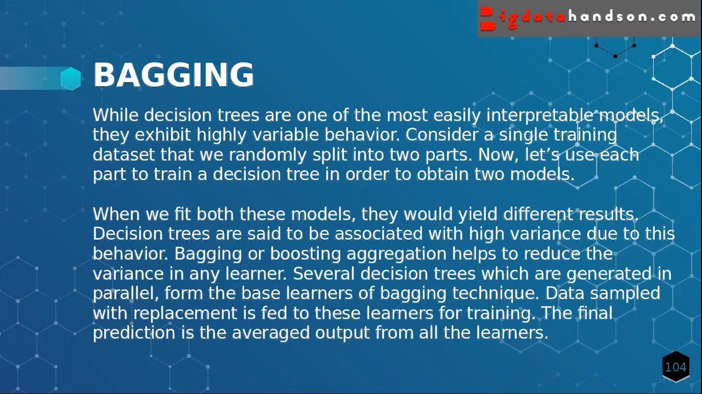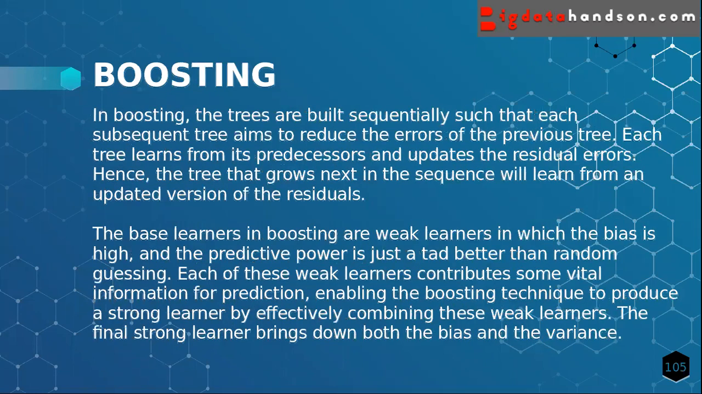Bagging, or bootstrap aggregation, helps to reduce the variance in any learner. Several decision trees are generated in parallel from the base learners of the bagging technique, and data sampled with replacement is fed to these learners for training. The final prediction is the averaged output of the learners. This is the bagging method, and here we have the boosting method.